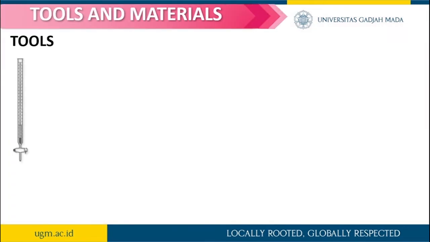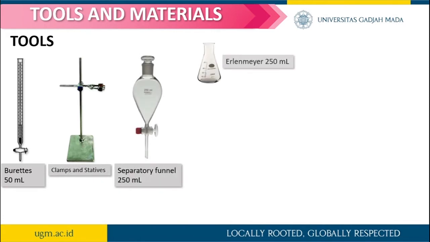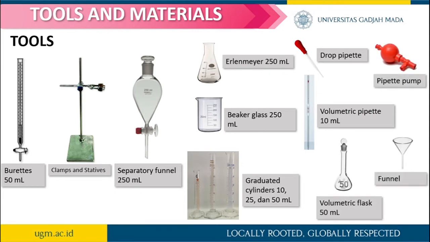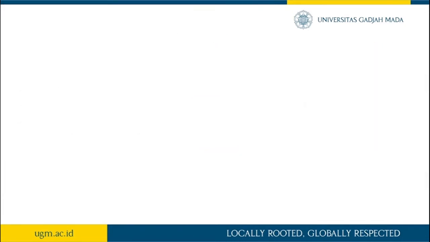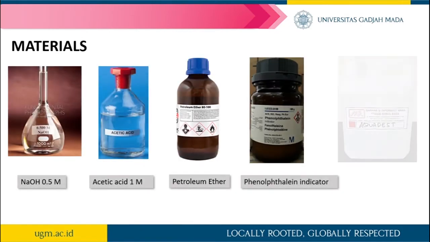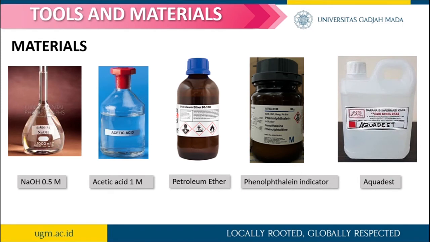There are many tools and materials used in this experiment. The tools used were a 50 ml burette, clamp and stand, separatory funnel, Erlenmeyer flask, beaker glass, graduated cylinder, drop pipette, pipette pump, volumetric pipette, funnel, and volumetric flask. Meanwhile, the materials used were 0.5 molar sodium hydroxide, 1 molar acetic acid, petroleum ether, phenolphthalein indicator, and aqueous solution.